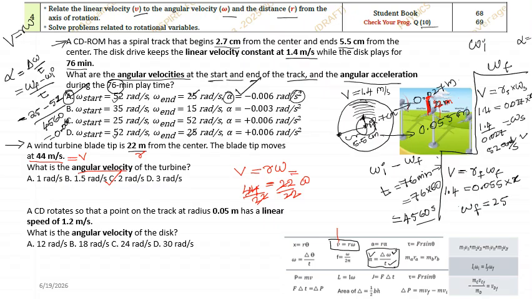Similarly, there is another question in connection with the CD-ROM. A CD-ROM rotates so that a point of the track at a radius, the radius is given as 0.05, and the linear velocity is 1.2. Angular velocity, I think it's a repeated question, you try to calculate it. Okay, it's easy. Now let us go to the next question and next slide.